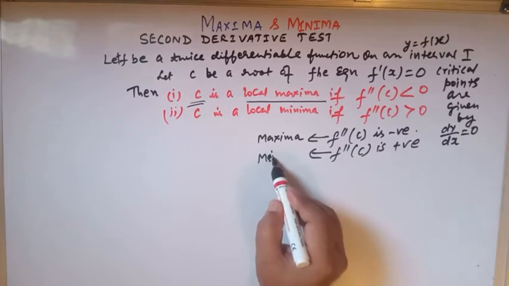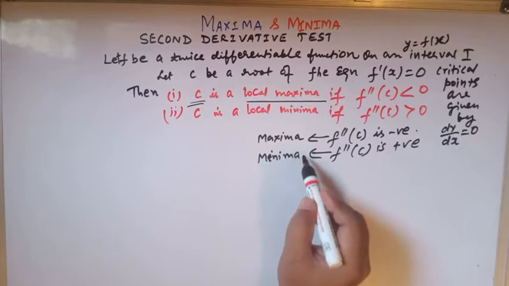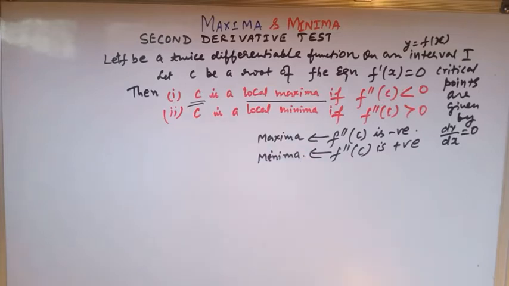So this will happen if we have a point of maxima, and this will happen if we have a point of minima. Clear? So viewers, in our earlier lecture we have discussed the first derivative test, and now we have the second derivative test. Clear? Now let us illustrate this concept, or this algorithm of the second derivative test, by taking a simple example. Clear?